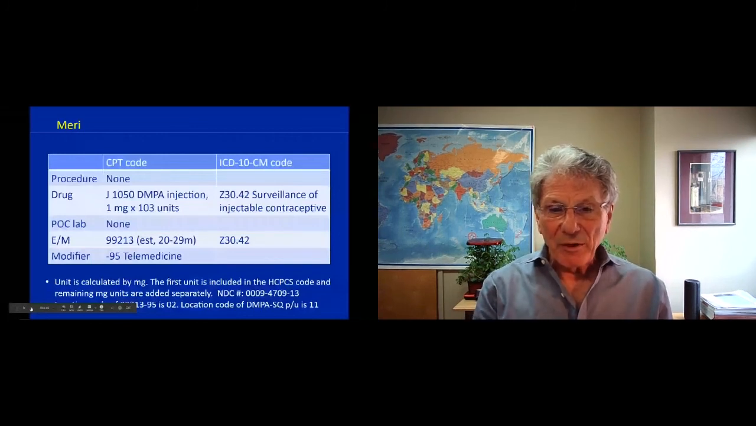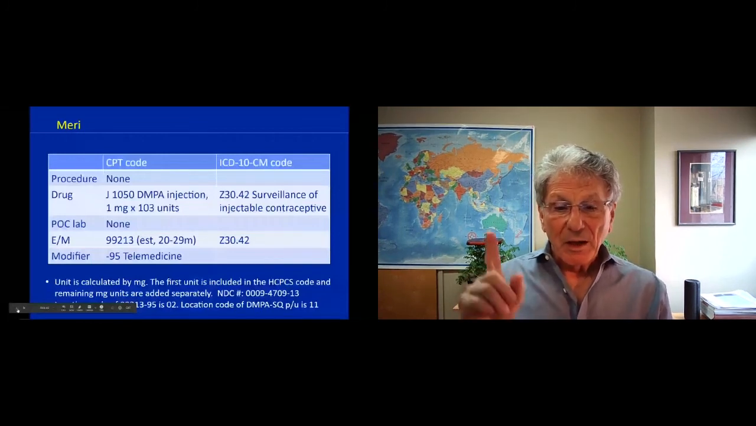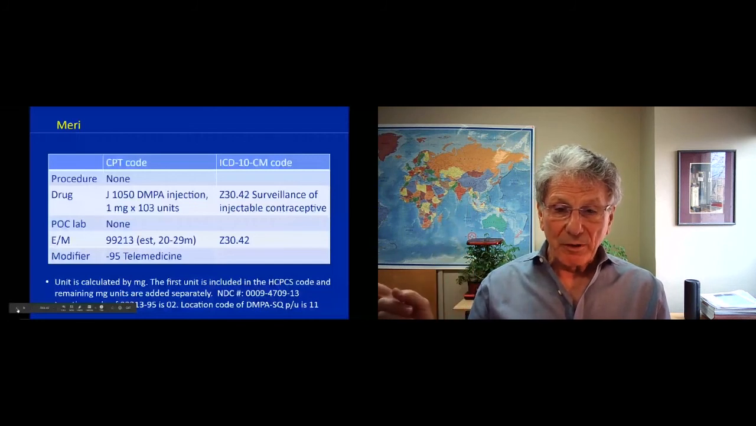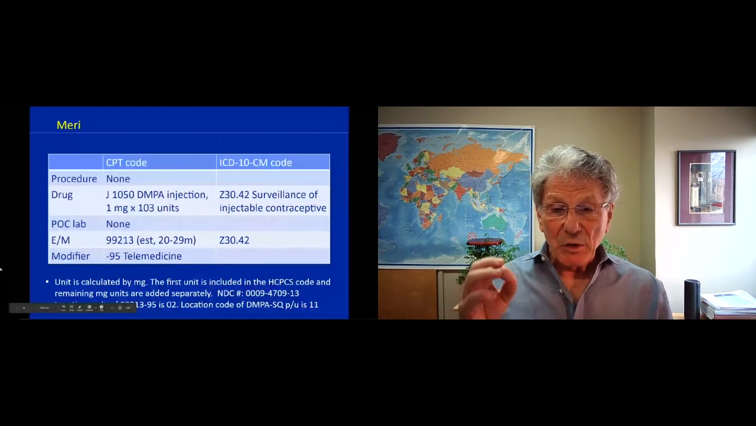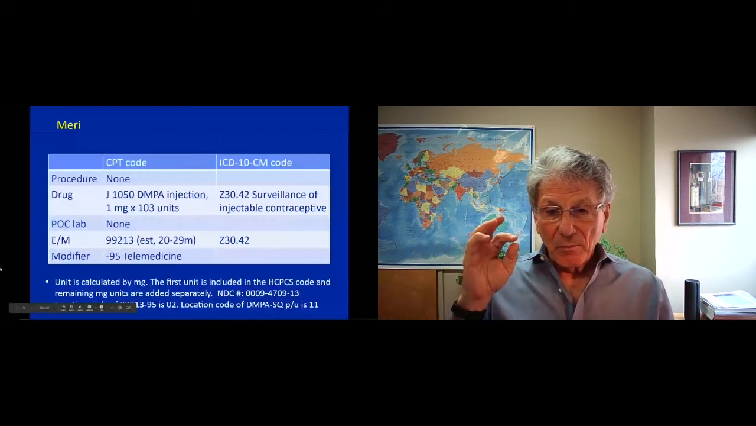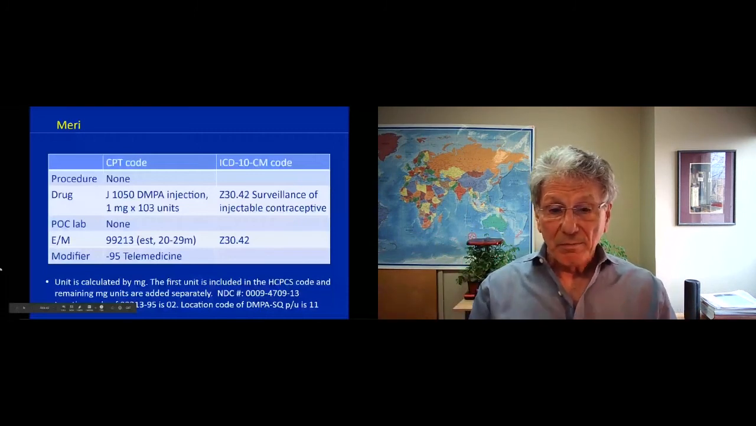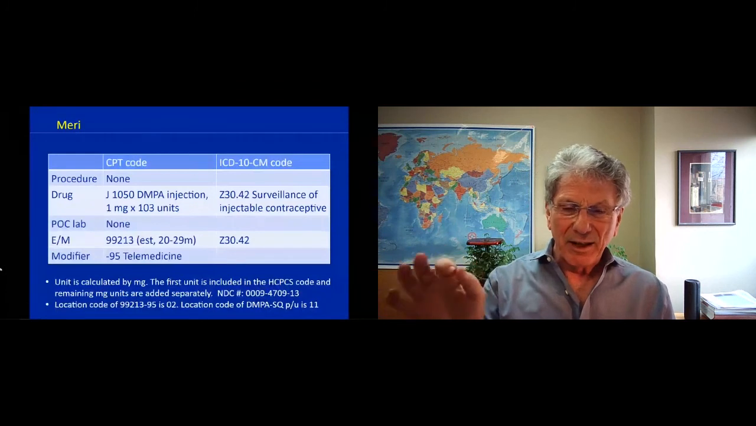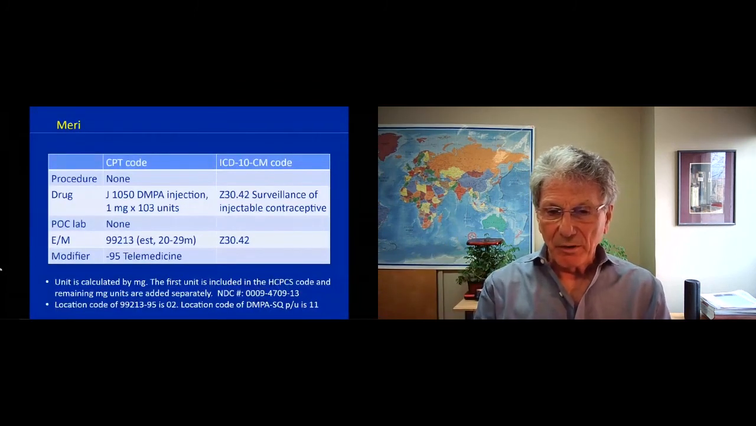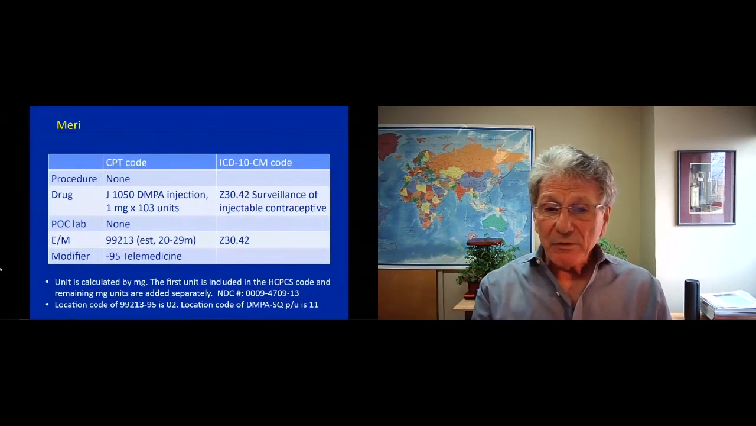So how are we going to bill for this telemedicine visit for Mary? Number 1, there was no procedure. Number 2, she was dispensed a unit of Depo to use at home. So the J code for that is J1050 for DMPA, and there's a lot of detail about how to code for the units. Your biller knows that. The reason for that was Z30.42, which is surveillance of injectable contraceptive, follow-up of somebody who's using Depo.